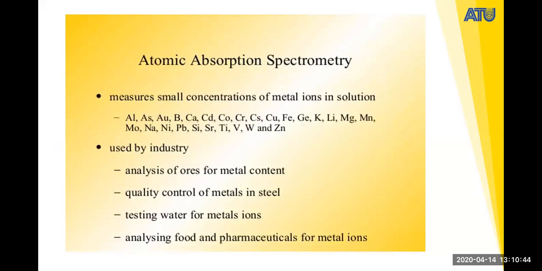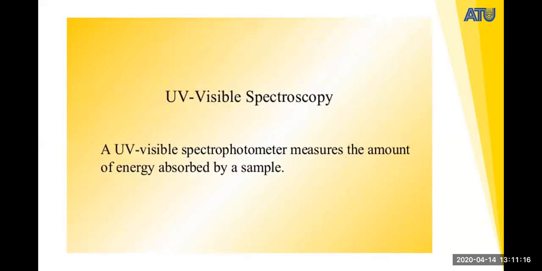Atomic absorption spectrometry measures small concentrations of metal ions in solution. It may be the ions of macro and microelements, and it is used by industry for analysis of ores for metal content, quality control of metals in steel, testing water for metal ions, and analyzing food and pharmaceuticals for metal ions. And the next slide, ultraviolet visible spectroscopy.